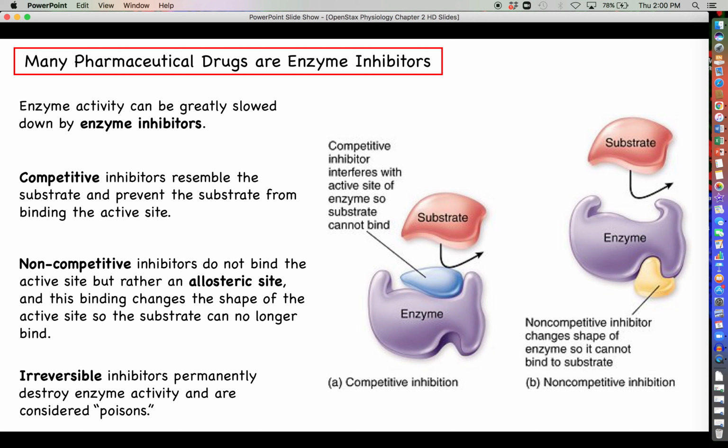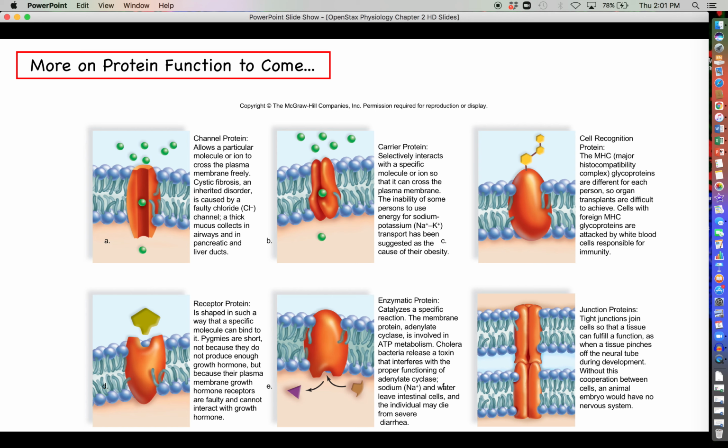So if you've ever heard of something is poisonous to you, more than likely it is irreversibly inhibiting one of your cell's enzymes. And the reason why we bring this up is because a lot of pharmaceutical drugs themselves are enzyme inhibitors. So the way this generally works is that if you suspect that one of your patients has a particular disease, and if that disease is characterized by an enzyme maybe not doing what it's supposed to or doing something it's really not supposed to be doing, then you can give an enzyme inhibitor to kind of modulate the activity a little bit to get it back to where it's supposed to be, in all likelihood.